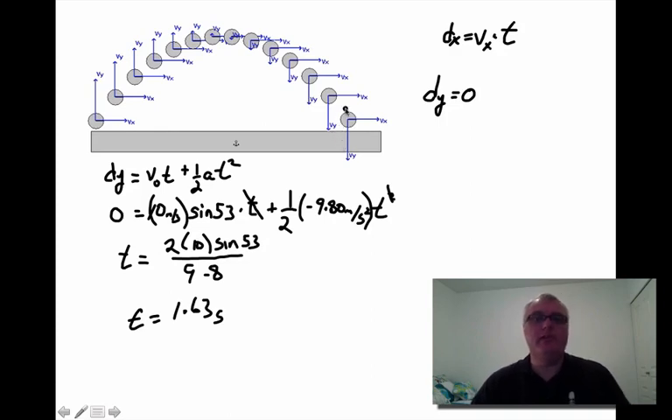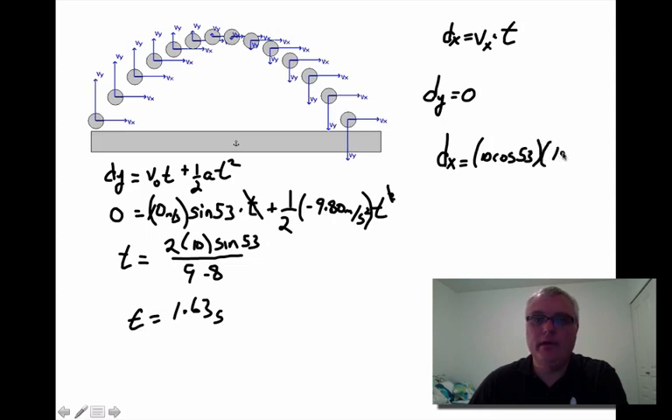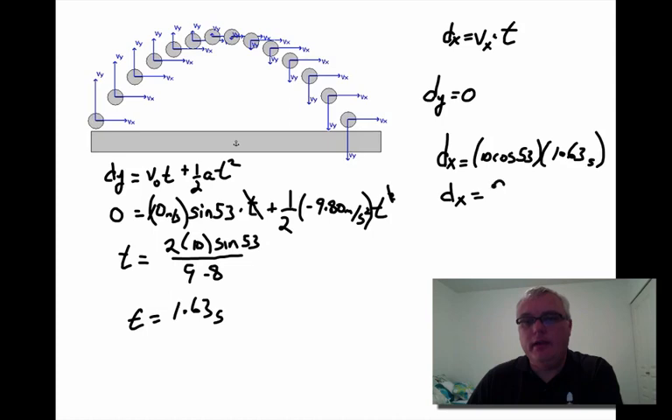Okay, so again, that is the time that it takes to complete this motion from here upwards and downwards, 1.63 seconds. So the horizontal displacement, dx, the range, is going to be the x component of the velocity, so in this case 10 times cosine of 53, it's the adjacent side. Multiply that by the 1.63 seconds. So we end up with a range of 9.8 meters.